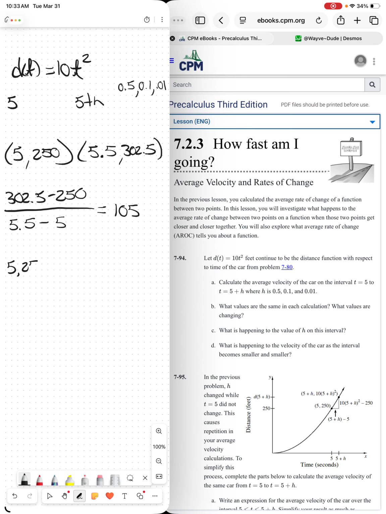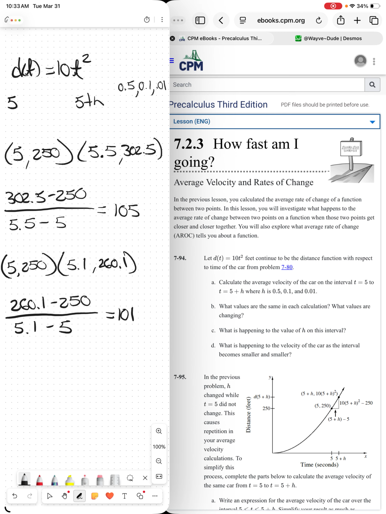Okay, we'll do this again. 5 and 250. And then 5.1. And you get 260.1. So then slope, 260.1 minus 250 over 5.1 minus 5. And you get 101.